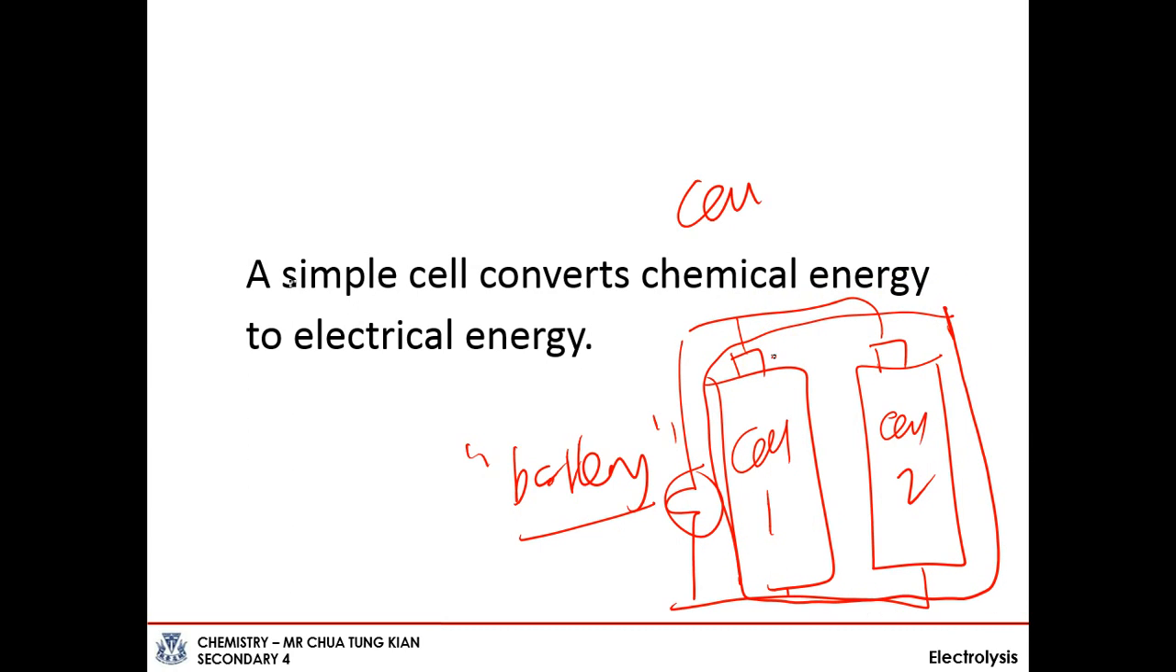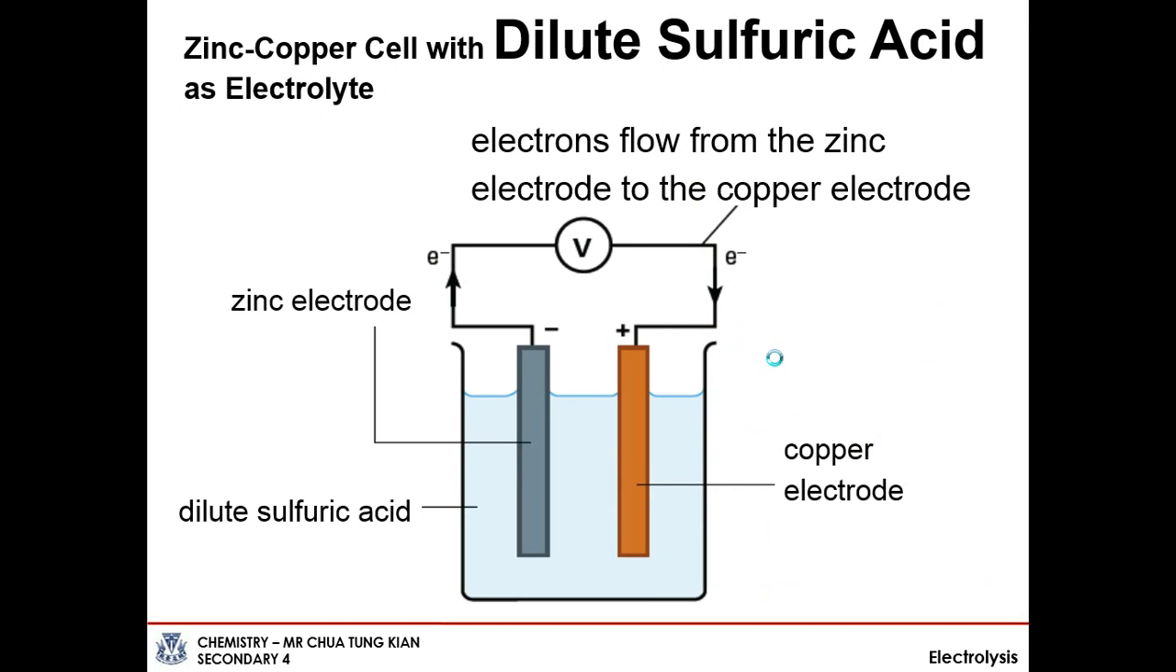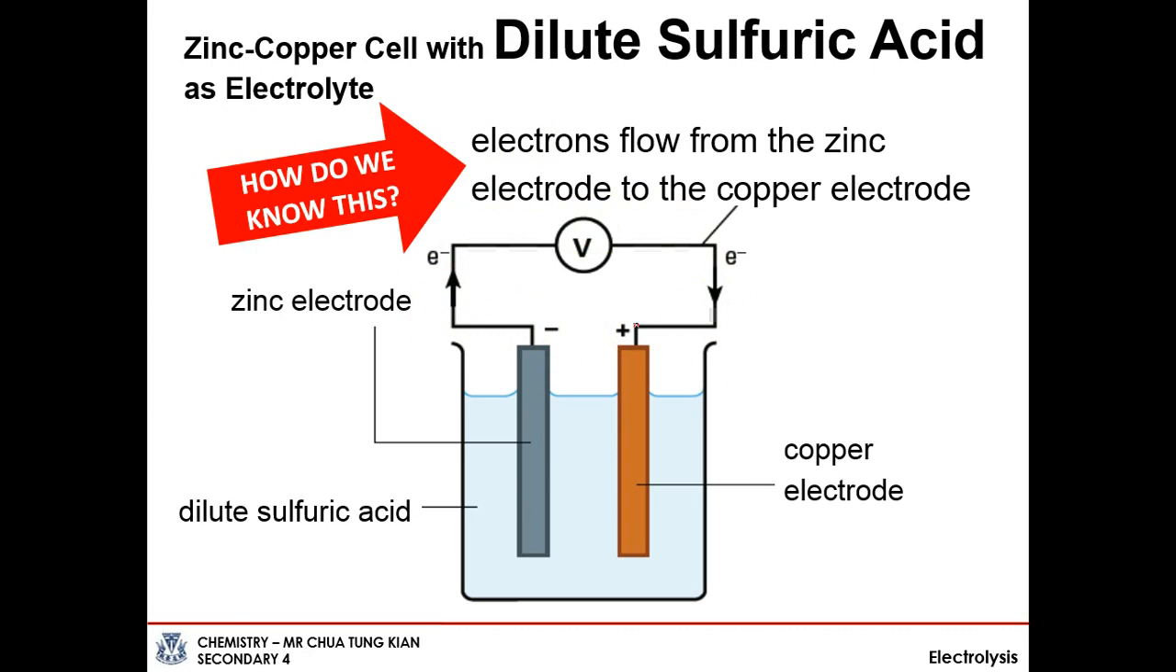So how does a simple cell work? Let's take a look. So we start with a very simple zinc copper cell, electrolyte being dilute sulfuric acid. And from this diagram here, we see that the electrons flow from the zinc electrode over to the copper electrode. So why is this so? And how do we know this happens?